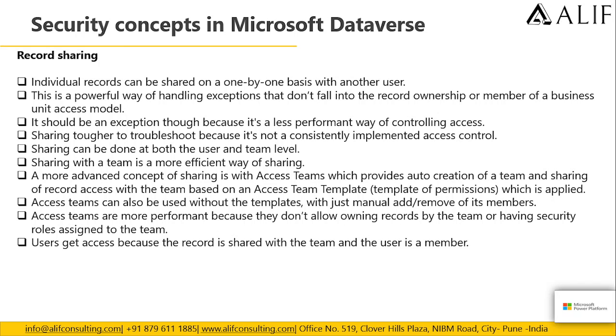A more advanced concept of sharing is with access teams, which provides auto creation of a team and sharing of record access with the team based on an access team template which is applied. Access teams can also be used without the templates, with just manual add or remove of its members. Access teams are more performant because they don't allow owning records by the team or having security roles assigned to them. Users get access because the record is shared with the team and the user is a member.